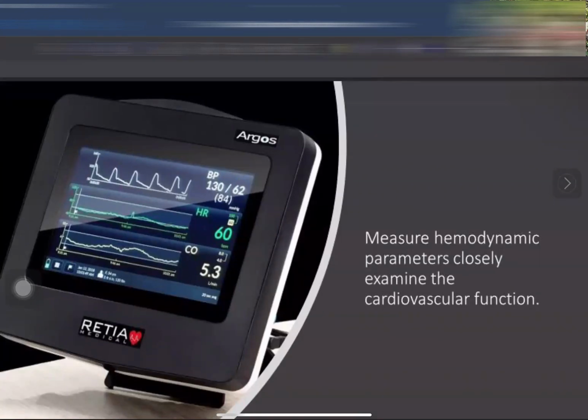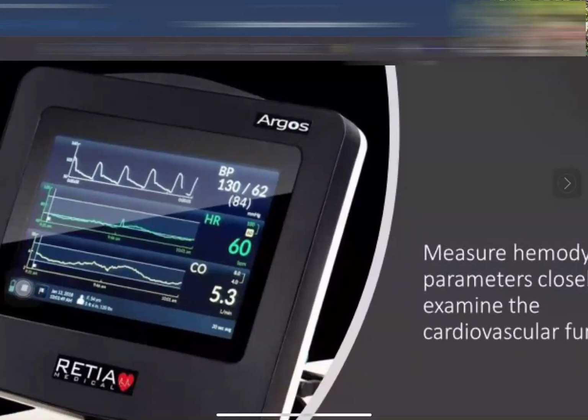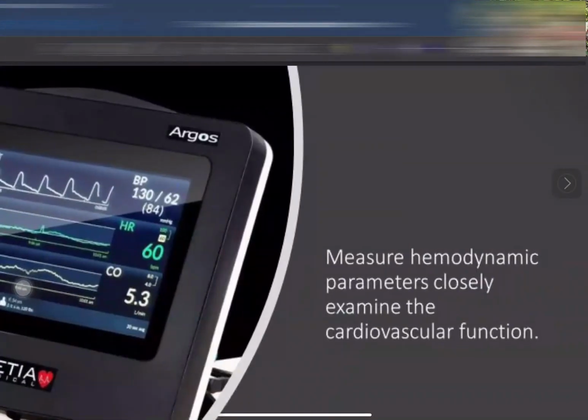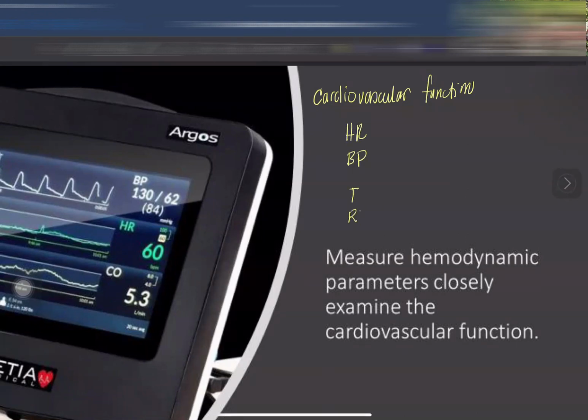As with our previous discussion, class, when I talk about your cardiovascular function, give me the two vital signs that pertain directly to your cardiovascular function. What are those two vital signs? Anybody? Yes, you have your heart rate and then you have your blood pressure. Okay, if we go deeper, yes, your temperature and your respiratory rate are also connected to your cardiovascular function. However, class, directly connected to your cardiovascular function are your heart rate and your blood pressure.